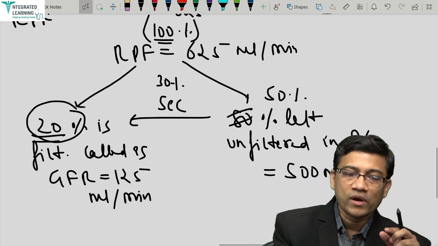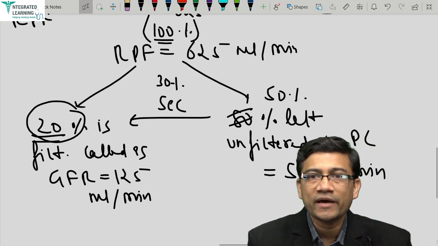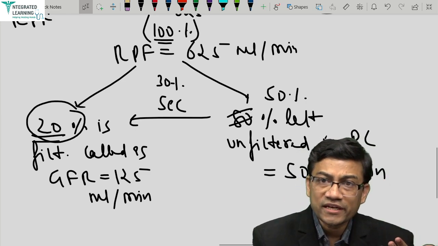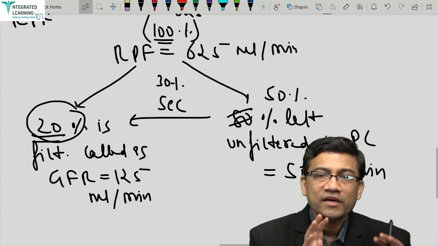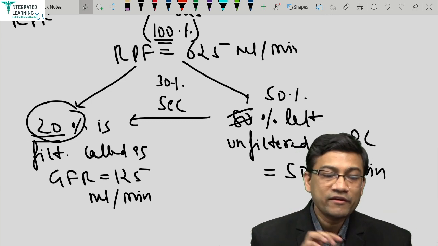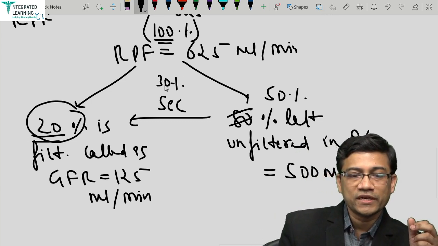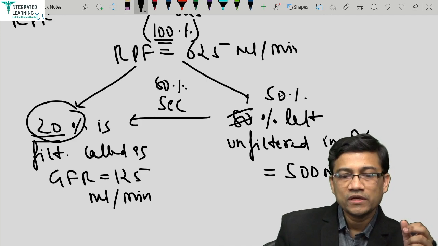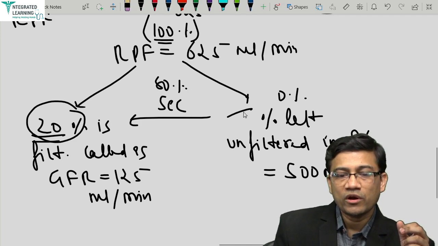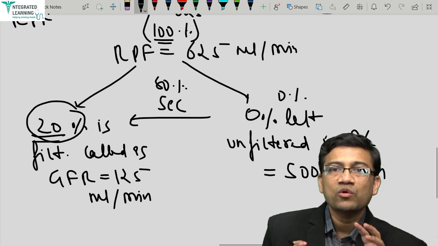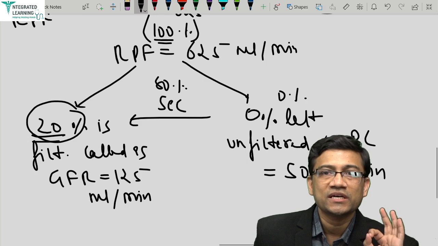So if you only filter, can you clear the whole plasma, or 20%? 20%. If you secrete, even that 80% can be cleared, giving you a clearance of only 20 or more than 20? More than 20. And if I can throw out all of this 80, there would be 0 left, and 0 left means what? All plasma is cleared and you are able to clean the whole of the plasma.